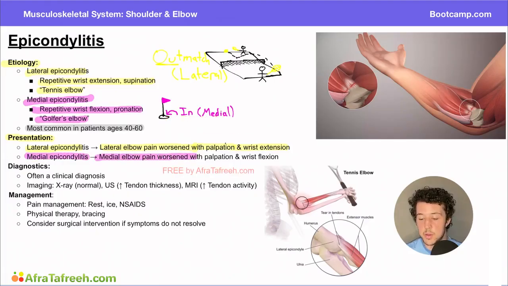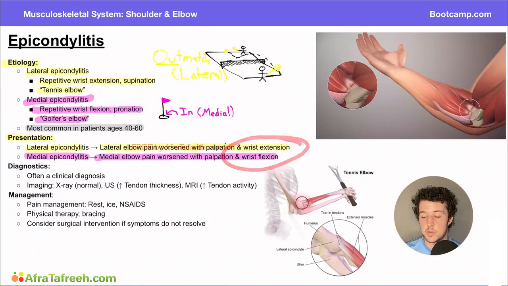There will be medial elbow pain also worsened with palpation and wrist flexion, because wrist flexion and pronation will likely contribute to the injury in the first place. And so make sure you understand the difference here, because whether wrist extension or wrist flexion contributes to the pain will be one of the easiest ways to distinguish these two pathologies.